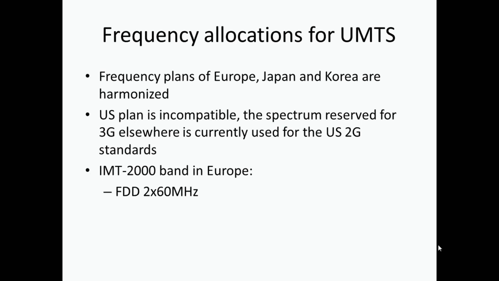Now the frequency plans, that is, frequency allocations for UMTS. Frequency plans of Europe, Japan and Korea are the same or harmonized, but the US plan is incompatible. The spectrum reserved for 3G elsewhere is currently used for the US 2G standards. So overall, in all countries, the standard for the channel access method is the IMT 2000 band in Europe, FDD 2 multiplied by 60 MHz.